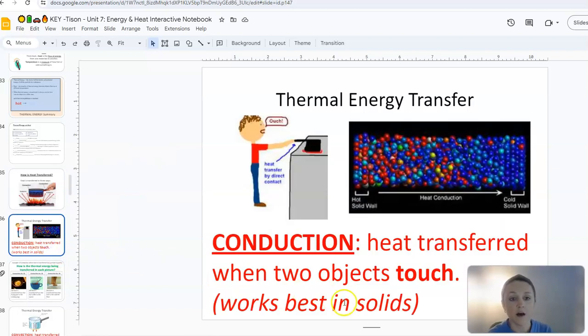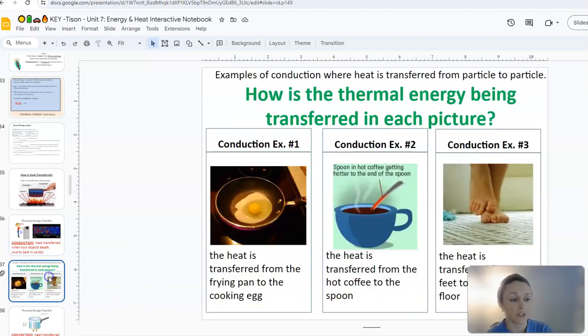So conduction, the objects have to be touching each other in order for them to be considered transferring energy through conduction. So we have examples of where heat is transferred from particle to particle. One, you've got an egg in a pan. It is heating up because it is touching the hot pan. You've got your spoon in a cup of coffee.